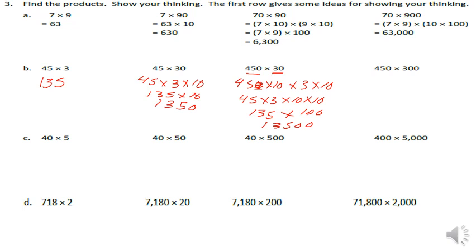The last one, once again, we're going to go 45 times 10 times 3 times 100, which allows us to go 45 times 3 times 10 times 100, which now we know this is 135 times 1,000, because 10 times 100 is 1,000, and we have 135,000.